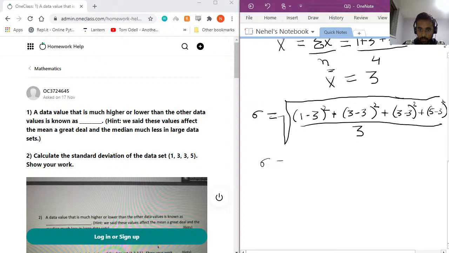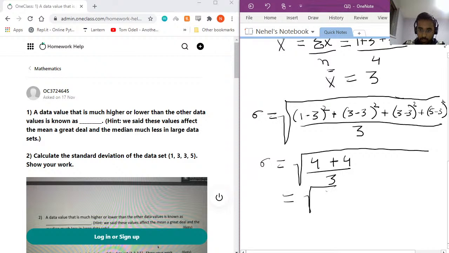So sigma equals, what we would be left with is 1 minus 3 is 2, squared is 4, plus 5 minus 3 is also 2, squared is 4, divided by 3. So we will be left with the square root of 8 over 3 as the final answer for our standard deviation.